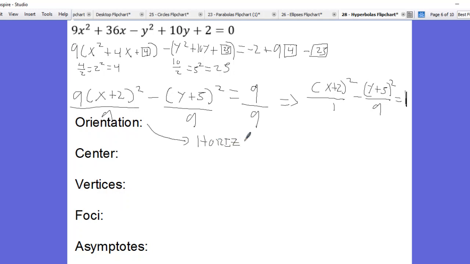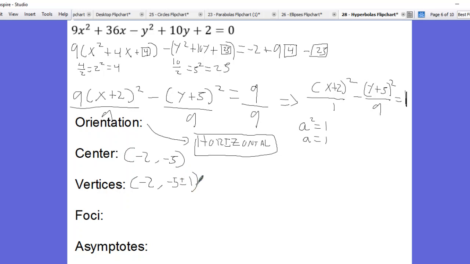So we have a horizontal transverse axis. Our center is negative 2, negative 5. All right, your vertices are at negative 2, negative 5, plus or minus a. How do we find a? Well, a squared is equal to 1, so a is equal to 1.